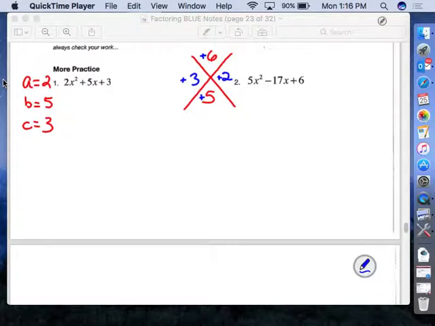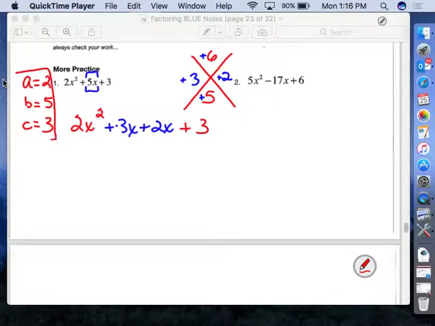Now for the new piece. I'm going to copy 2x squared. But 5 is now going to be a result of 3x and 2x. So this is the new piece right here. 5 is now a result of 3x plus 2x. And finally, I'm going to end it with the constant. And here, I am now going to introduce my parentheses for factor by grouping.